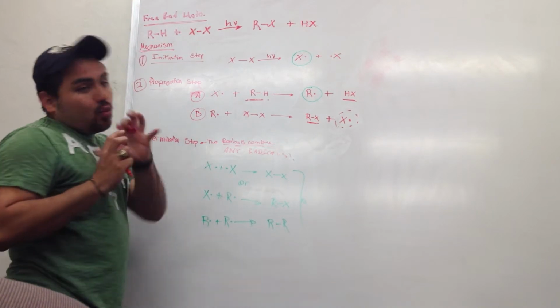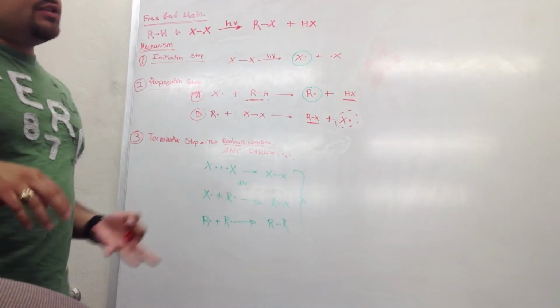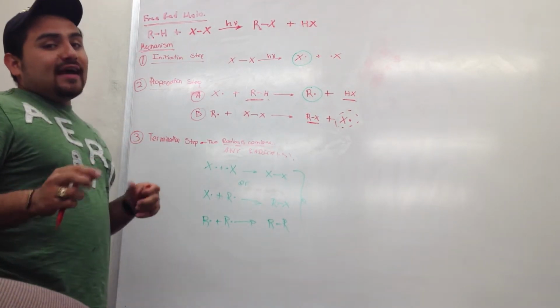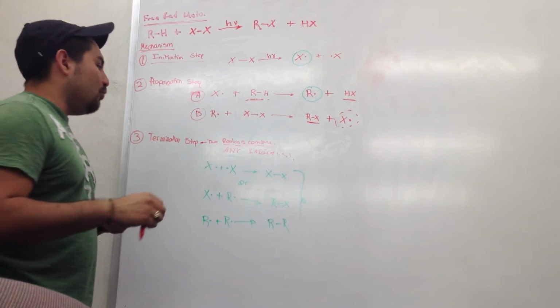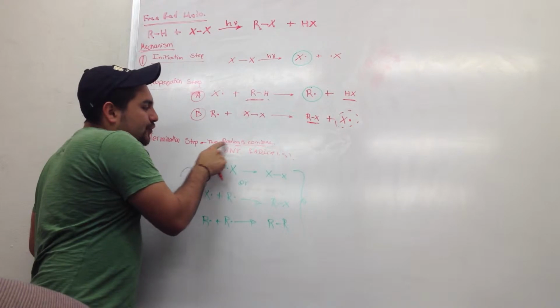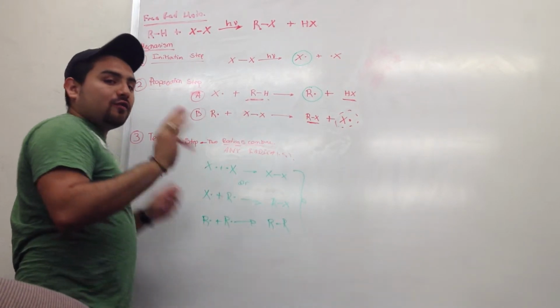There are many different ways of this termination. There are three different ways I would think of this termination step occurring, but what you have to remember is that it occurs in exactly the same way. The termination step involves the combination of two radicals into a product. Okay, two radicals.